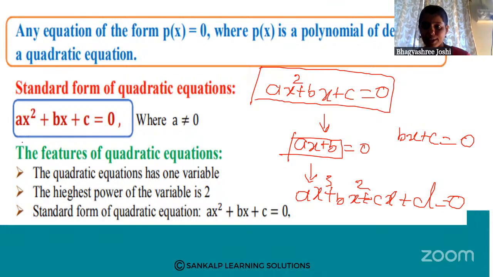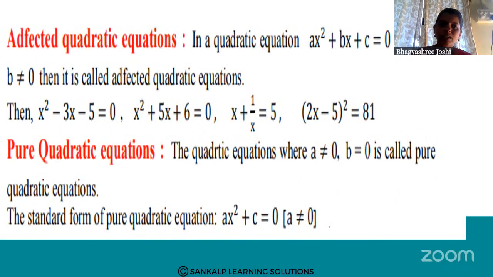The features of the quadratic equation, that means characteristics of the quadratic equations. Quadratic equation has one variable. The highest power of the variable is 2. Standard form of quadratic equation: ax square plus bx plus c equal to 0. Okay. Next, types of quadratic equations. So these all are types of quadratic equations.